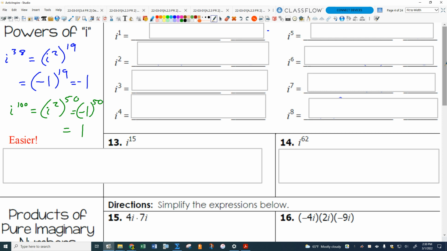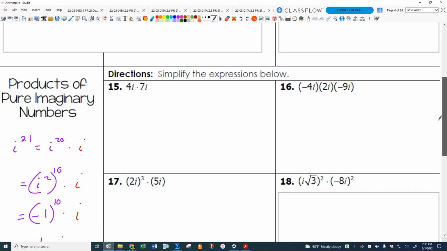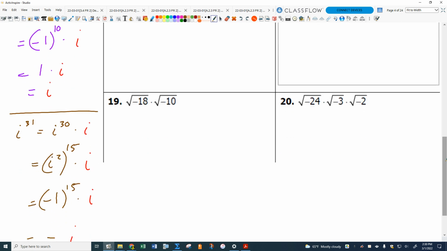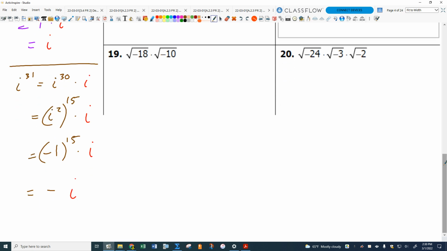Okay? If I took i to an odd power, I either got i or negative i. That's it. Those are my possibilities, right? Everybody get that? You know if it's an odd power of i, you're getting i on the end, for sure. It's just going to be i to an even power times i, right?